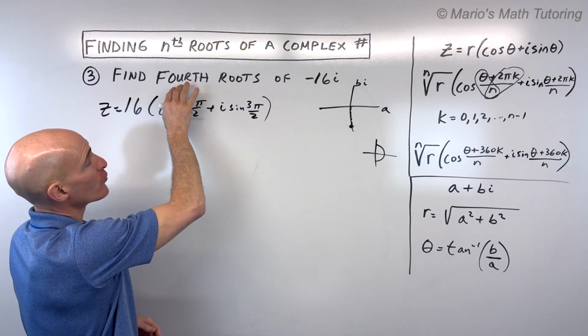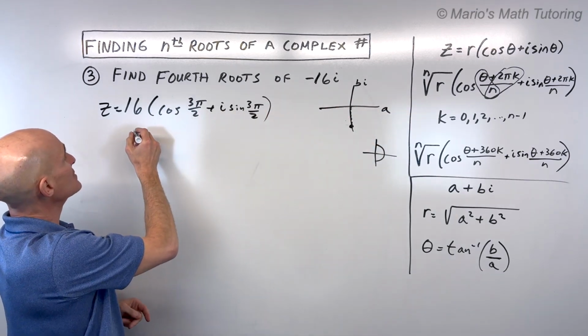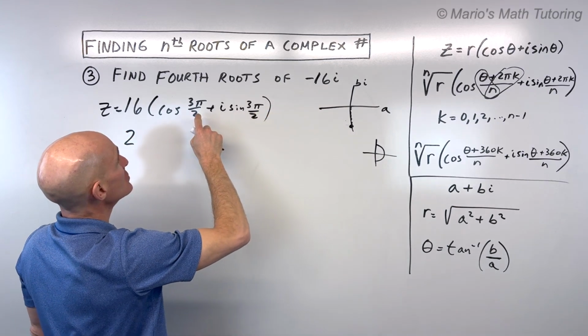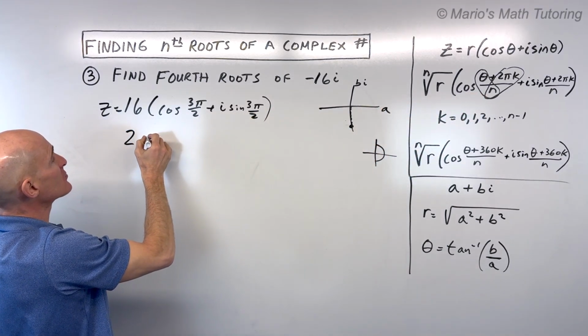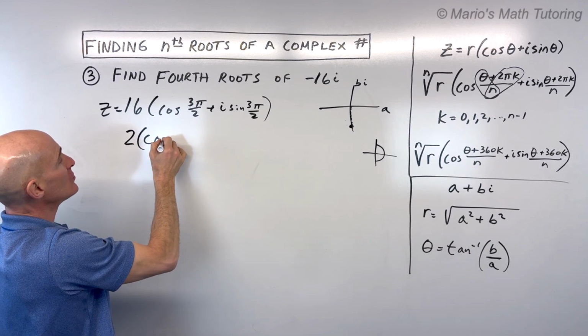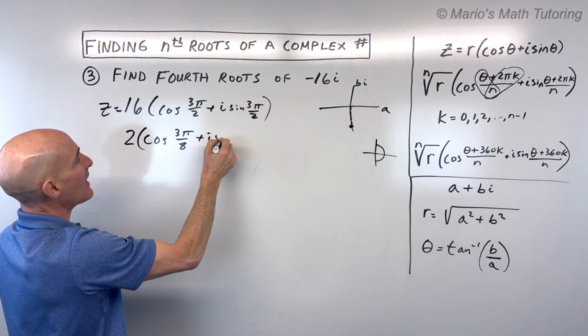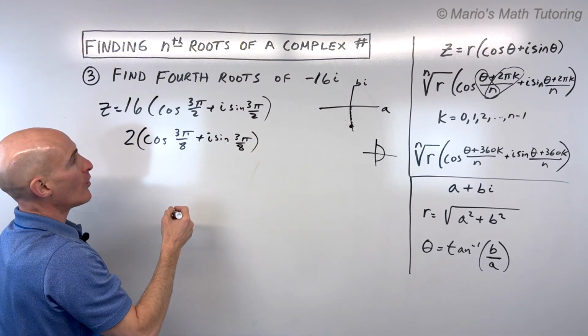We want to find the 4th roots, so we're going to take the 4th root of r, the 4th root of 16 is going to be 2. And we're going to take our angle, 3 pi over 2, and divide it by 4 since we're taking the 4th root. So that's going to give us 3 pi over 8. So this is 2 cosine 3 pi over 8 plus i sine 3 pi over 8. Now, that's just the first one.